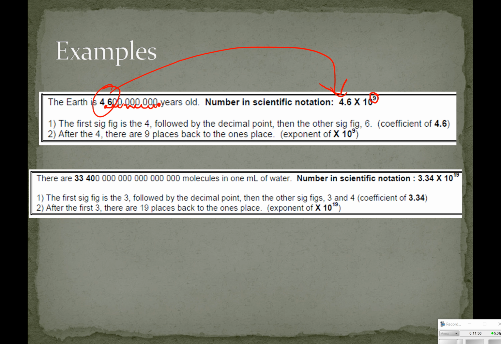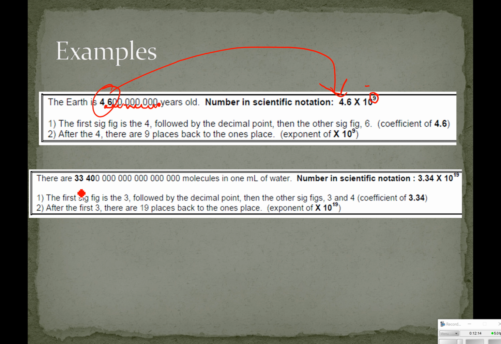Now this number will get smaller if this exponent is negative. Okay, a positive exponent will make the number bigger. A negative exponent will make the number smaller.